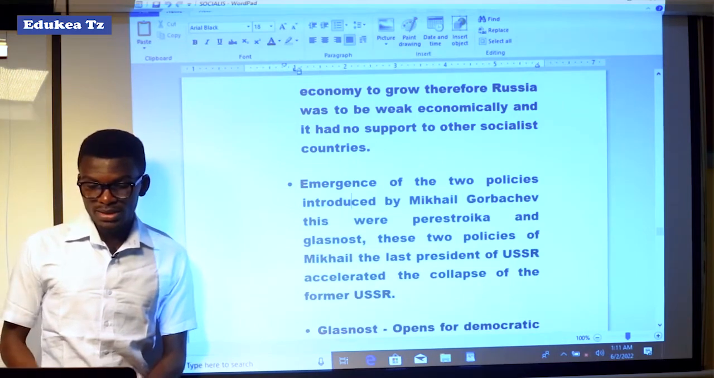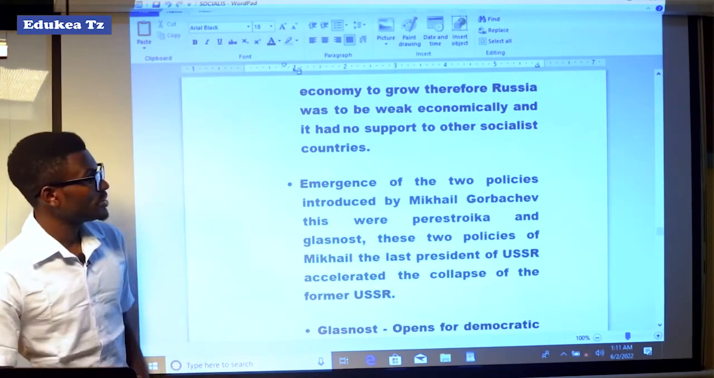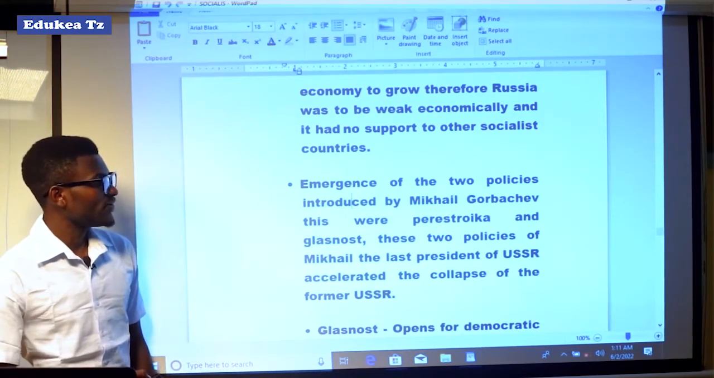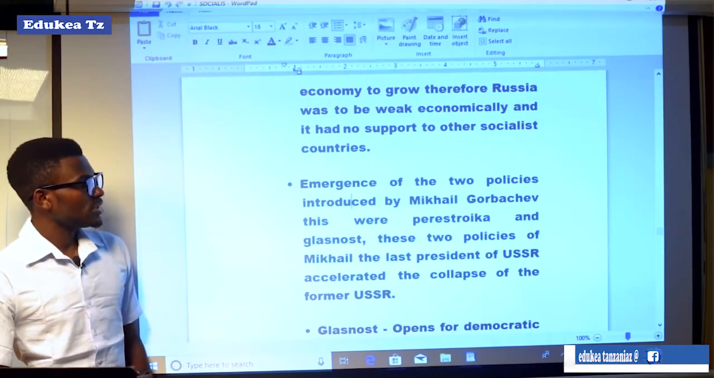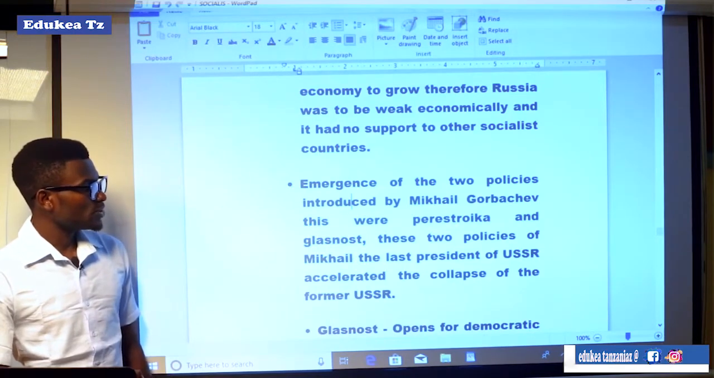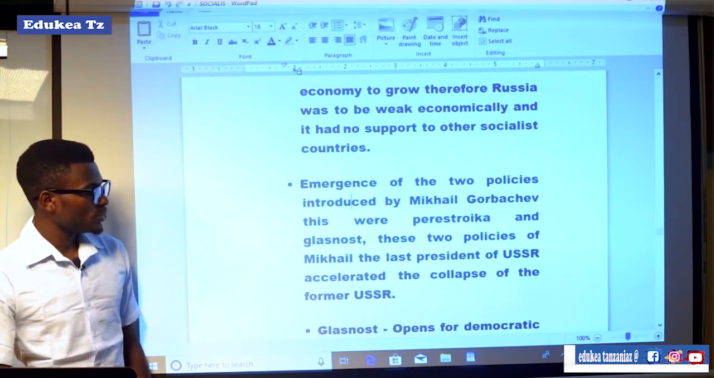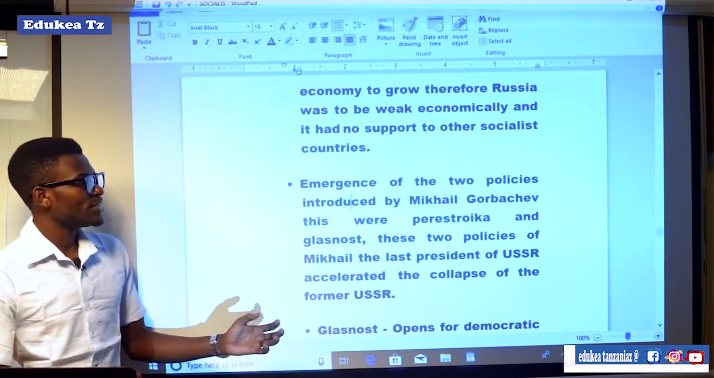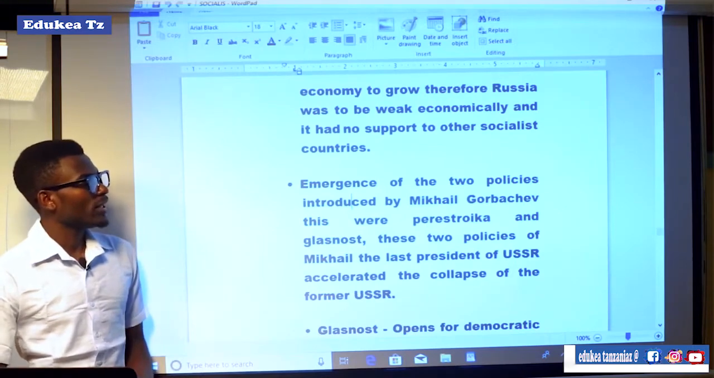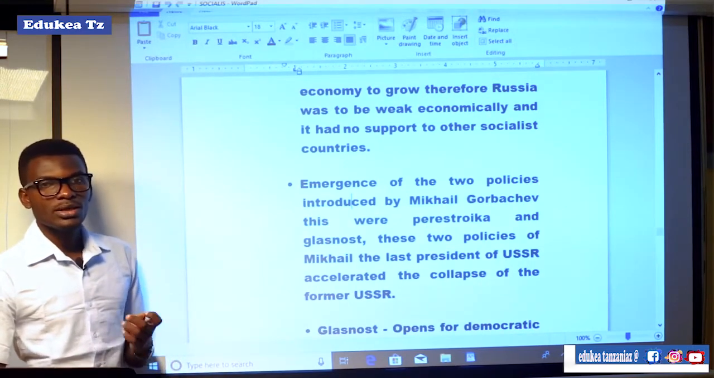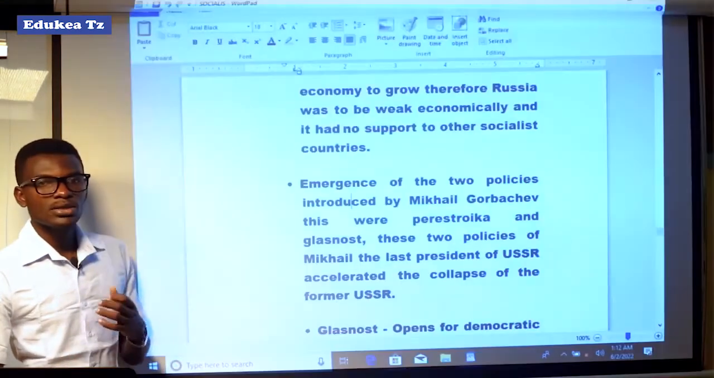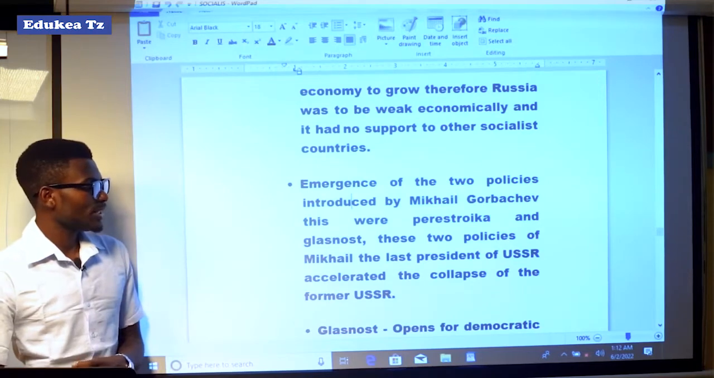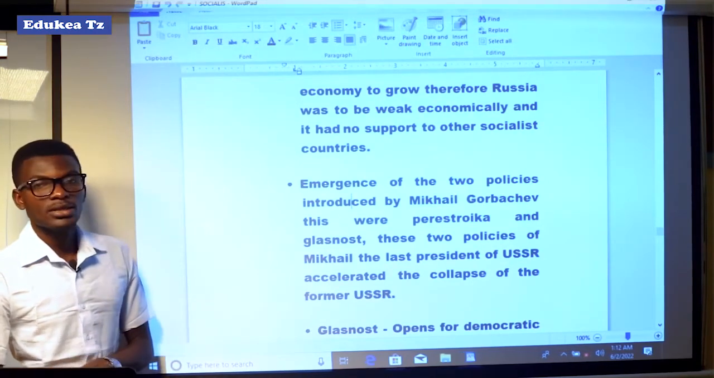It means the emergence of the two policies introduced by Mikhail Gorbachev, Perestroika and Glasnost. These two policies of Mikhail, the last president of USSR, accelerated the collapse of the former USSR. It means that these two policies were the main contributors to the collapse of USSR, brought by the last USSR president, so-called Mikhail Gorbachev.